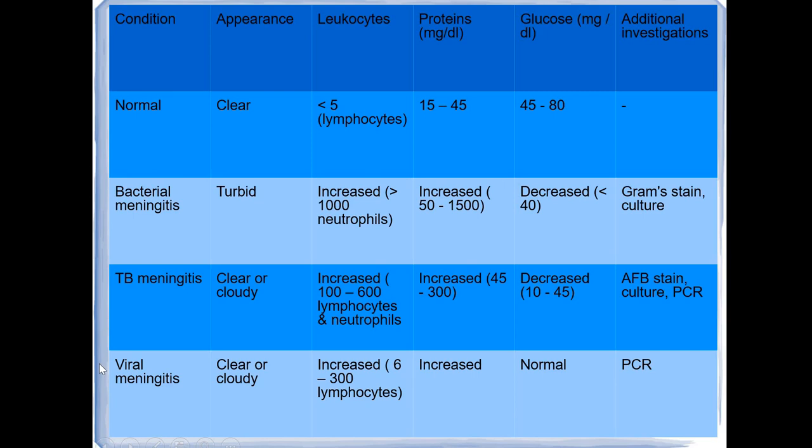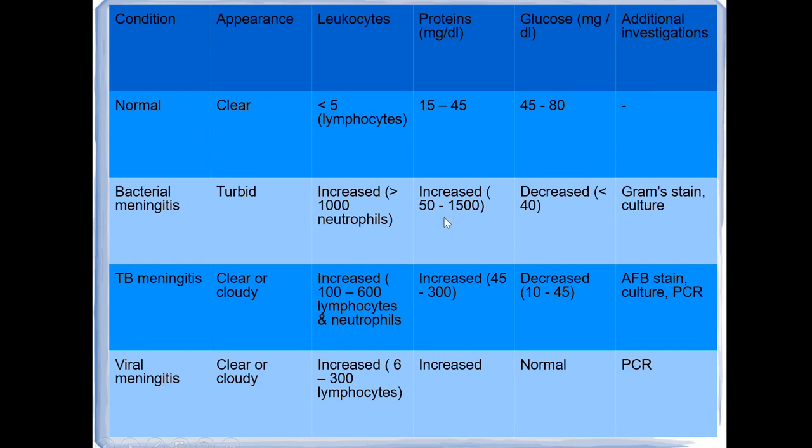In meningitis, there could be 3 etiologies. It could be bacterial meningitis, TB meningitis, or viral meningitis. In bacterial meningitis, the CSF appears turbid. It has increased WBC, which can be more than 1,000, and especially more than 90% of them are neutrophils.